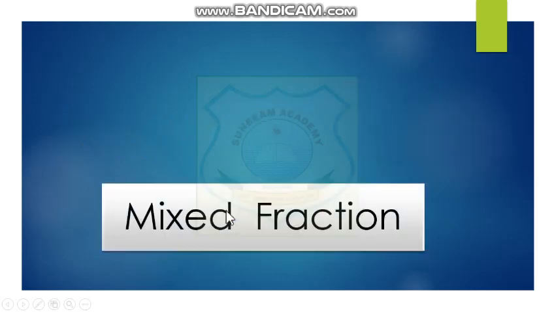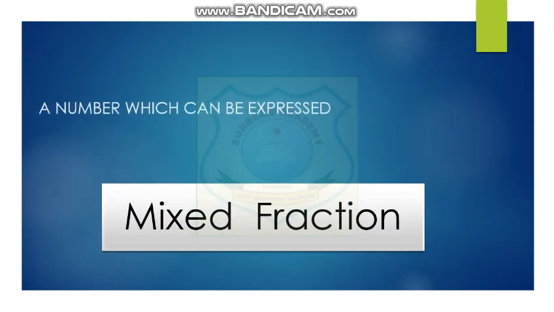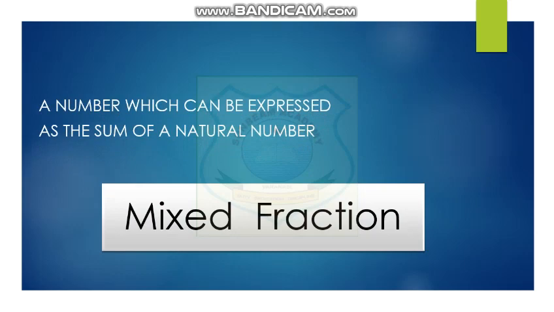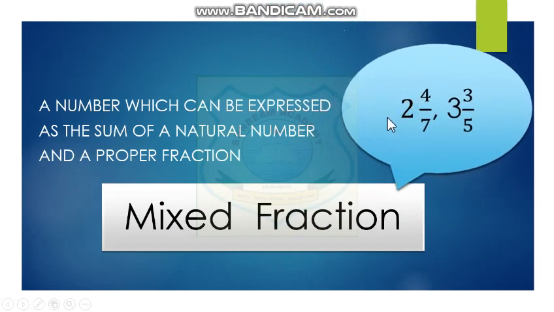Now after this we have mixed fraction. A mixed fraction can be expressed as the sum of a natural number and a proper fraction always. See, 2 is a natural number, and 4 by 7, sum of natural number and proper fraction. Why proper fraction? Because numerator is smaller than its denominator. In this case also, sum of natural number 3 and 3 by 5, which is a proper fraction. So these types of examples are mixed fractions.